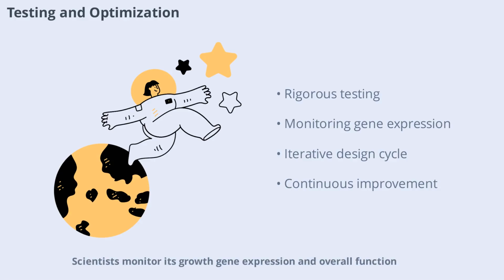Scientists monitor its growth, gene expression, and overall function. If the organism doesn't perform as expected, researchers can tweak the DNA design and repeat the process. This iterative cycle of design, build, and test is central to synthetic biology, allowing for continuous improvement and refinement of synthetic organisms until the desired outcome is achieved.